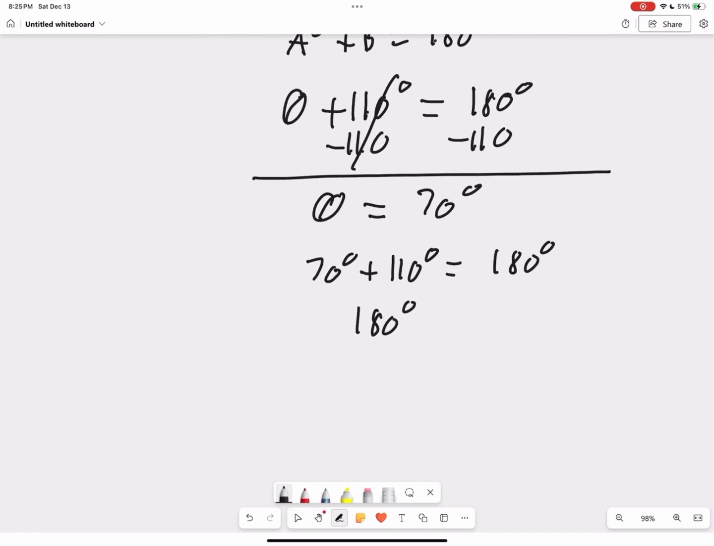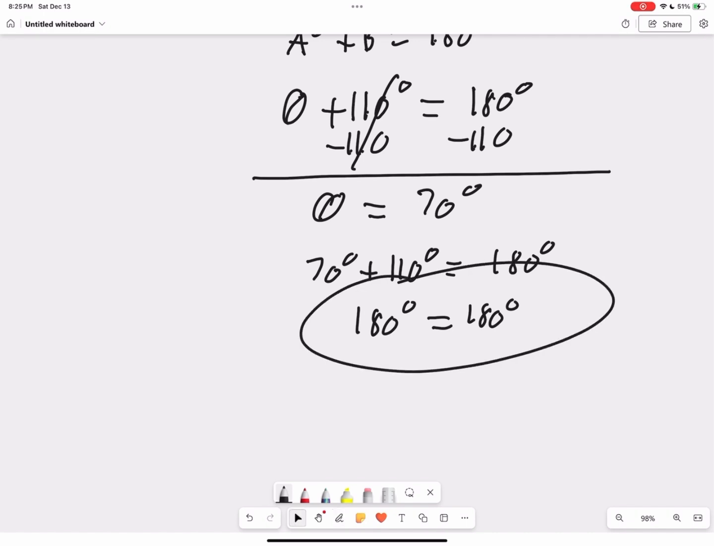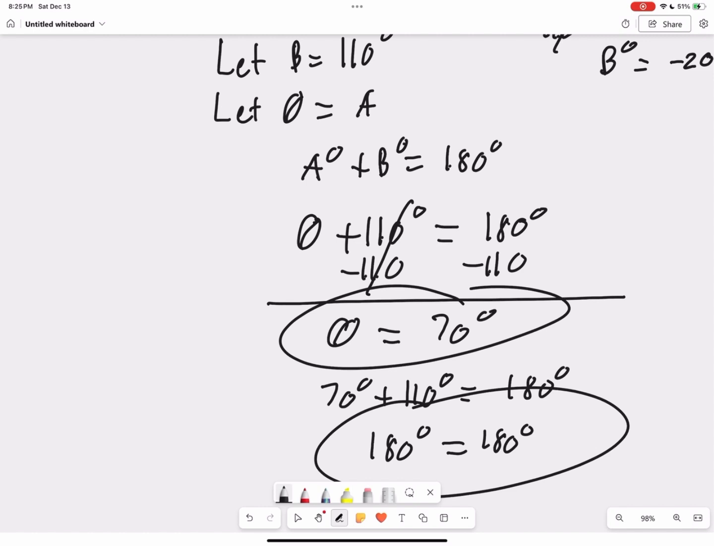So 180 equals 180. When you have a statement like this in math, when the two sides are equal to each other, that's a true statement. So that means this is correct. So that's how we choose. So theta equals 70 here. So let's try another one.